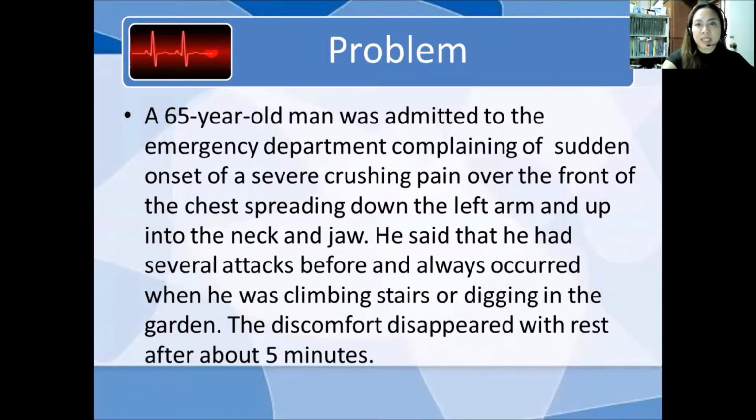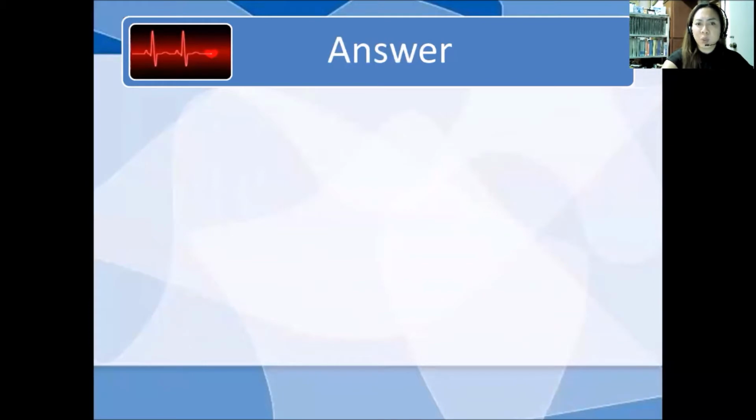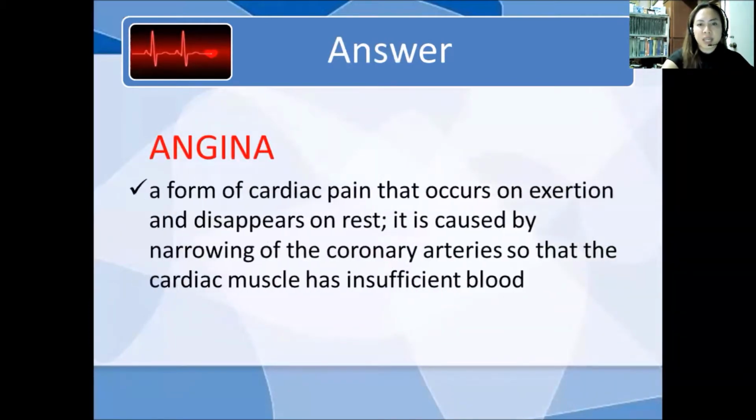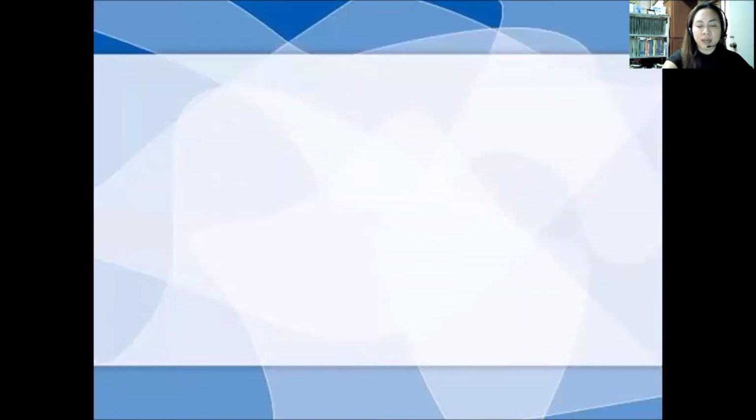So ano kaya nangyari dito sa patient? So our answer here is angina. What is angina? Angina is a form of cardiac pain that occurs on exertion and disappears on rest. It is caused by narrowing of the coronary artery so that the cardiac muscle has insufficient blood.